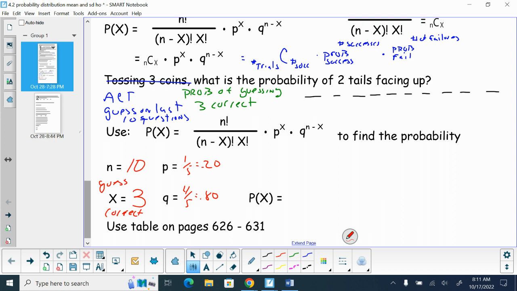We have 10 of them, and we want to guess 3 correct. So if we take a look at these blanks, we want 3 of them correct, which means 7 are incorrect. Now, it does not matter which ones are correct or incorrect. We can have 0.2, 0.2, and 0.2. Those 3 we guessed correctly. The last 7 we guessed incorrectly.